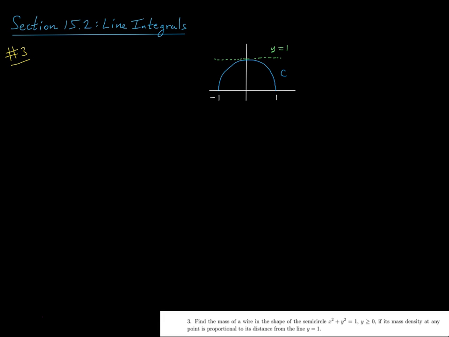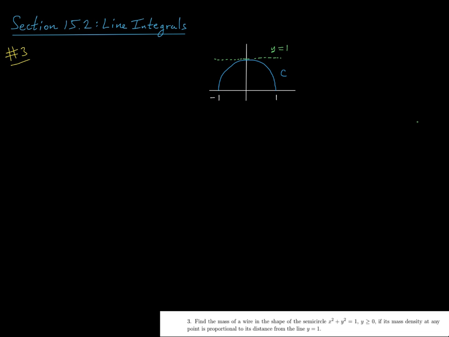All right, problem 3 is another application of scalar line integrals. This says to find the mass of a wire in the shape of the semicircle x squared plus y squared equals 1, and y is greater than or equal to 0, if its mass density at any point is proportional to its distance from the line y equals 1.